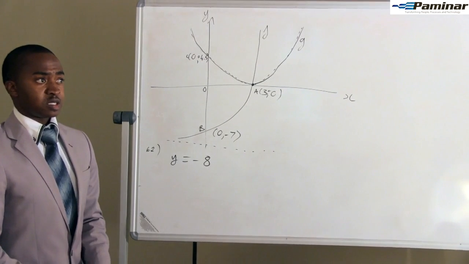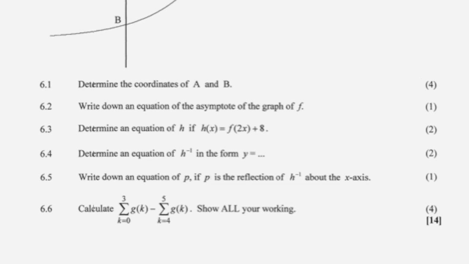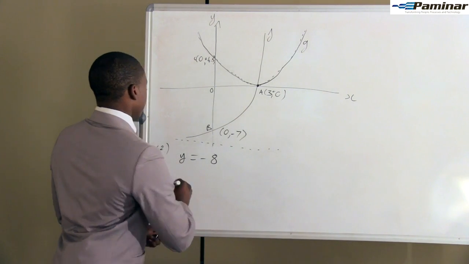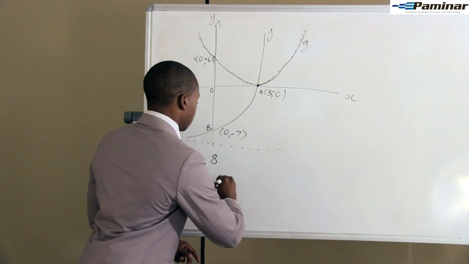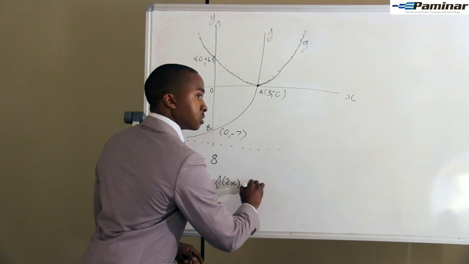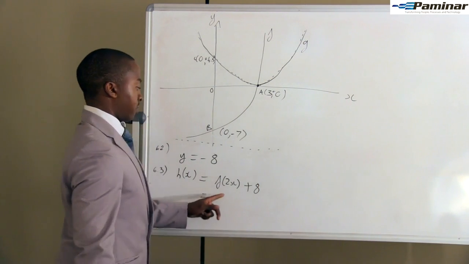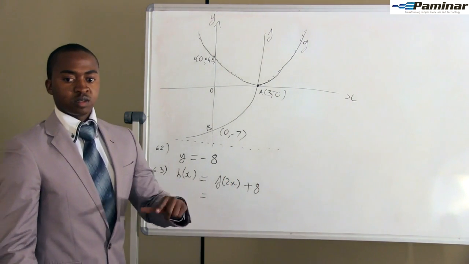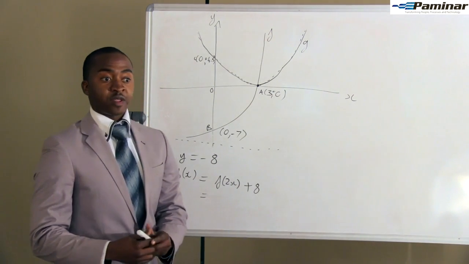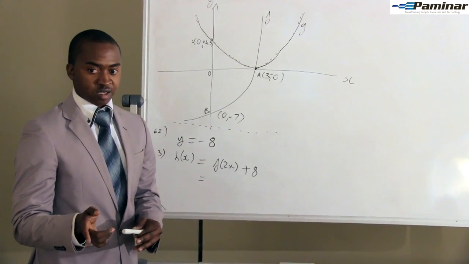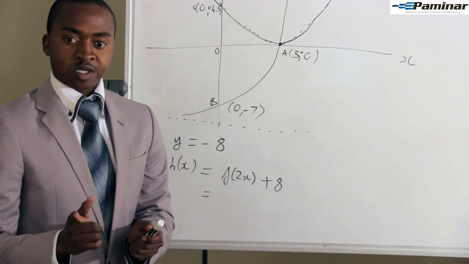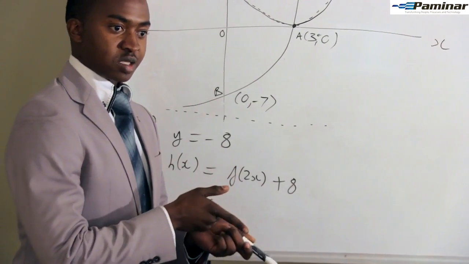Question 6.3. It says, determine an equation of h if h of x is equal to f of 2x plus 8. So let's determine h of x if h of x is equal to f of 2x plus 8. What would be f of 2x? If they asked you what's f of 1, what did you do? You substitute 1 where x is. So now they're saying what's f of 2x? You just substitute 2x where x is.